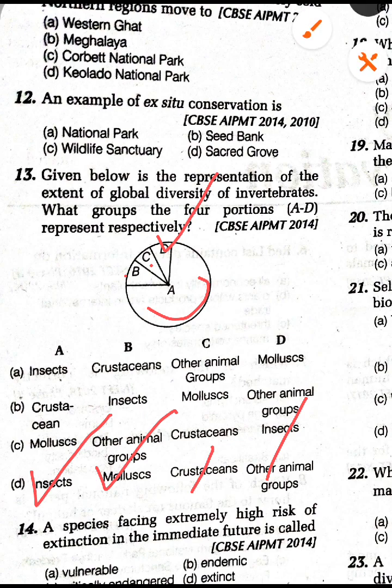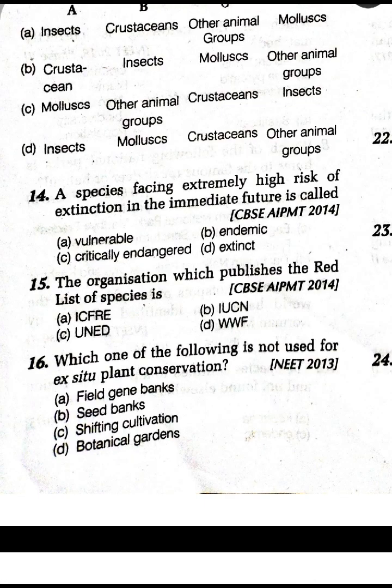Next one, a species facing extremely high risk of extinction in the immediate future is called critically endangered. Option number C. The organization which publishes the red list of species is IUCN, International Union for Conservation of Nature and Natural Resources. Option number B is the correct one.